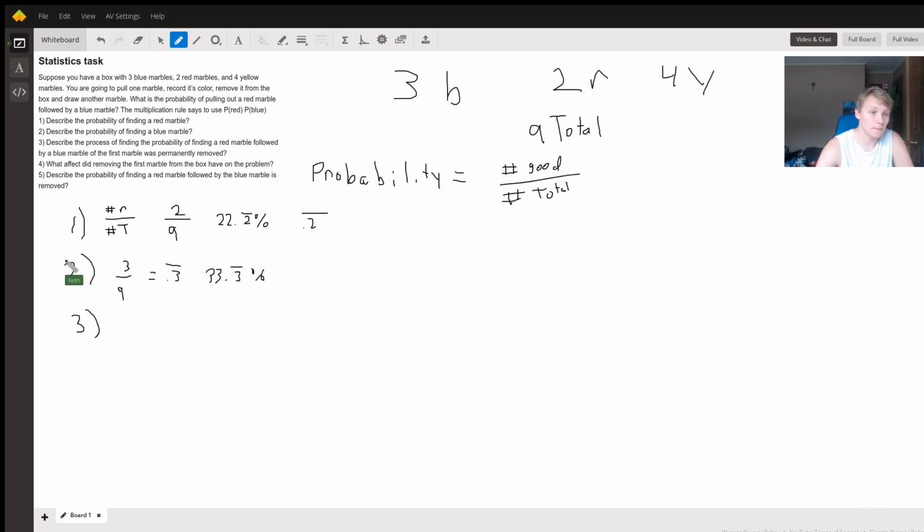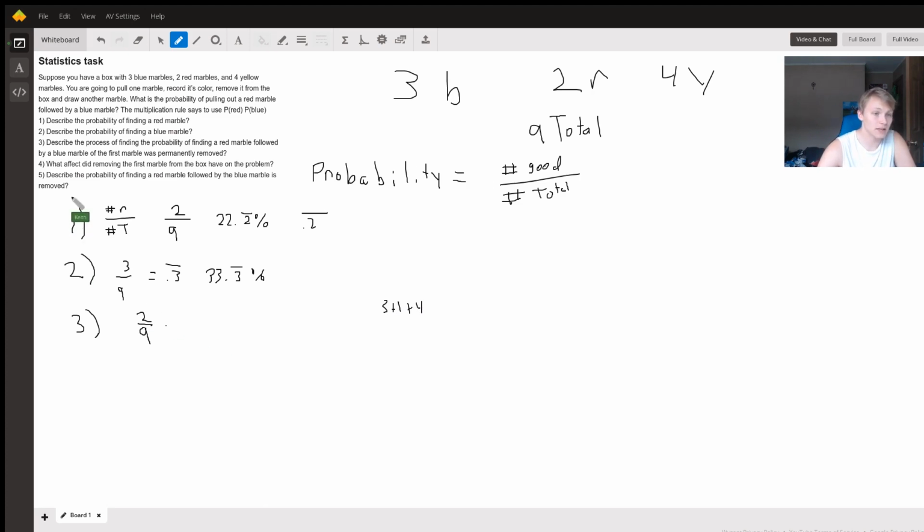So what happens here is that we find a red marble. We already know that's a 2/9 chance of happening. And the multiplication rule, as shown here, says to use the probability of one event times the probability of the next event. But the probability of the next event isn't what we already calculated for finding a blue marble, because our total isn't 9 anymore. We've removed that red marble out of the box after we picked it. So instead of there being 9 total, we now have 8 total. We have 3 blue plus 1 red to pick from plus 4 yellows.